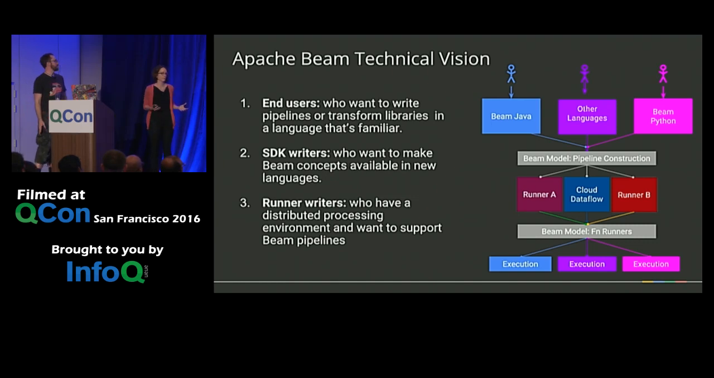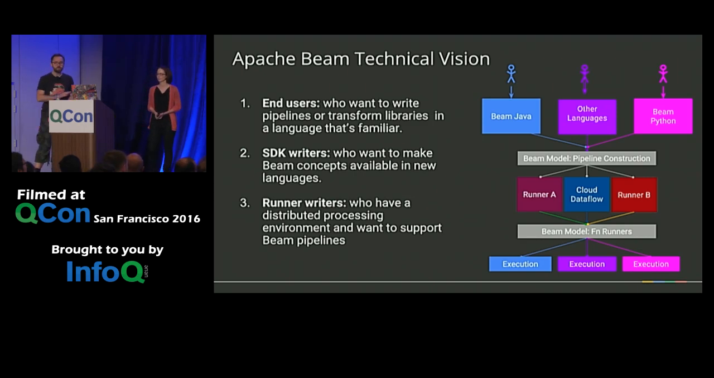And these are the folks who are part of and deeply involved in a distributed processing backend, be it Flink, Spark, Apex, whatever. And what they'd like to do is add support for Beam pipelines so that they can take the concepts and the programs written against them and go ahead and execute them on their backend.